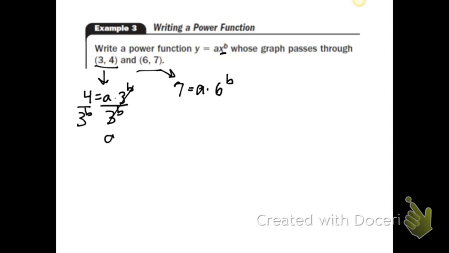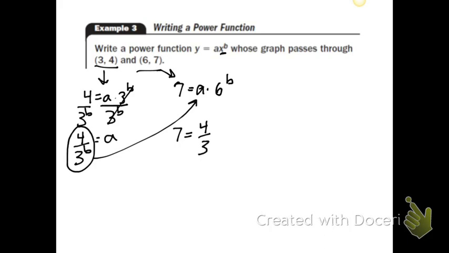So I'm going to have a is the fraction 4 over 3 to the b power. Now what I'm going to do is substitute 4 divided by 3 to the b in for a in that other equation. So I'm going to get 7 equals 4 over 3 to the b power times 6 to the b power. Well, this is where things get a little bit tricky.